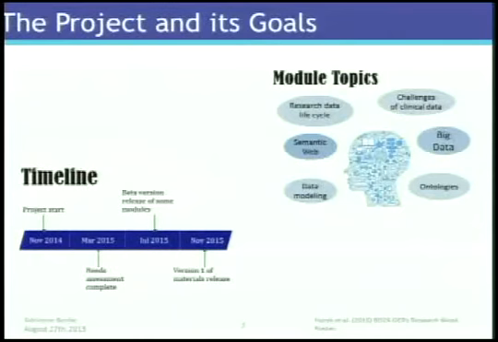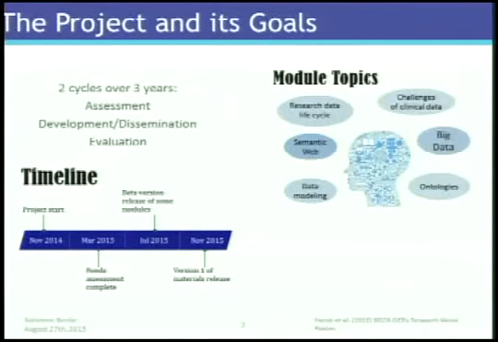So the timeline of our project is to do 2 cycles over the next 3 years of a needs assessment, development and dissemination of materials, and evaluation. And right now we are obviously after July, before November. We've released some modules, and I'll get to modules in a moment. And so right now we're just working on the first round of development.